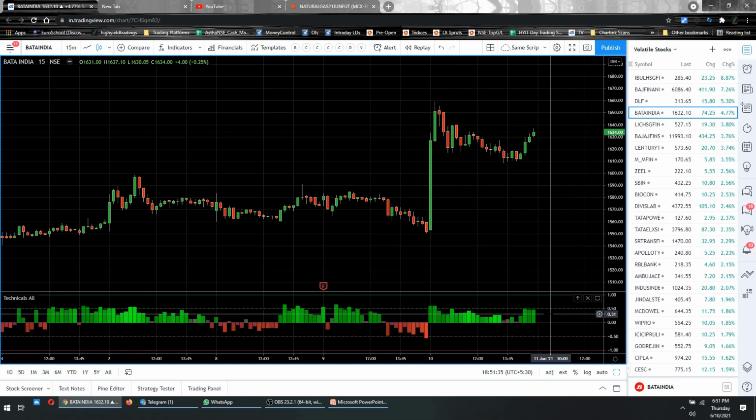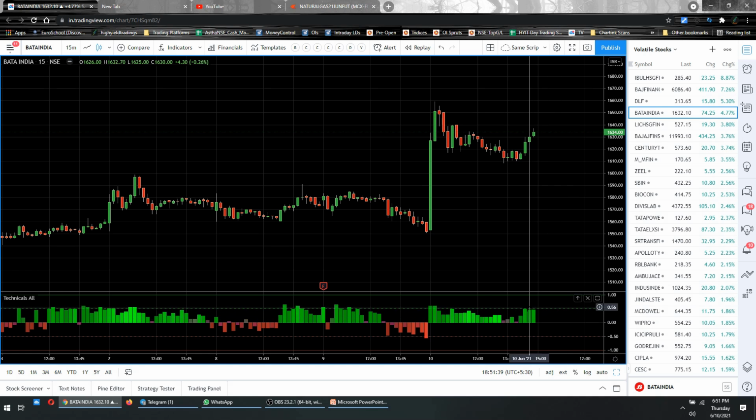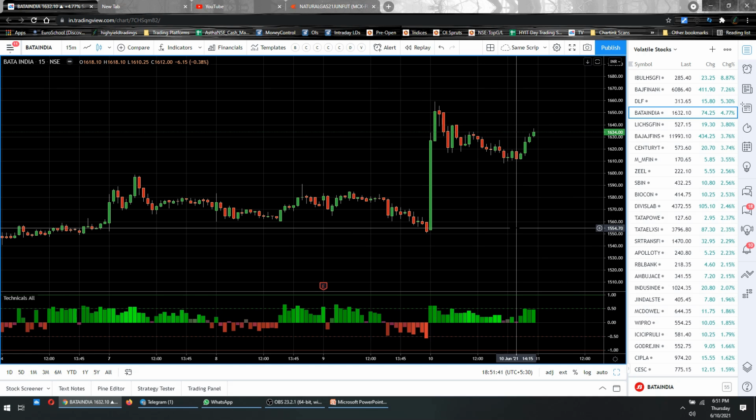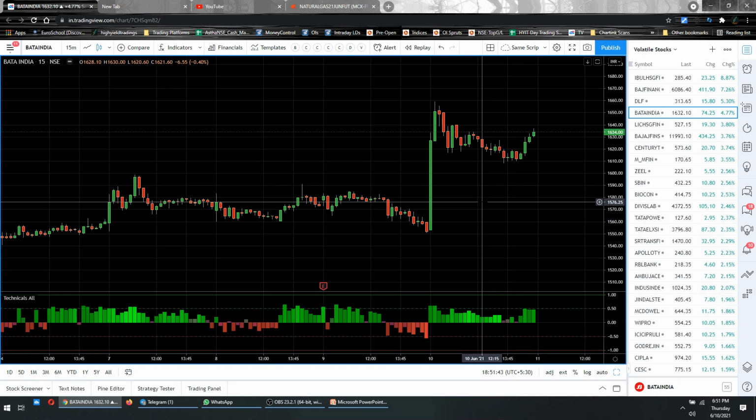We don't see any. There is no histogram that has actually breached the 0.5 mark in the upward direction. So it is a no trade stock. We are not trading this particular stock. I hope you're clear.